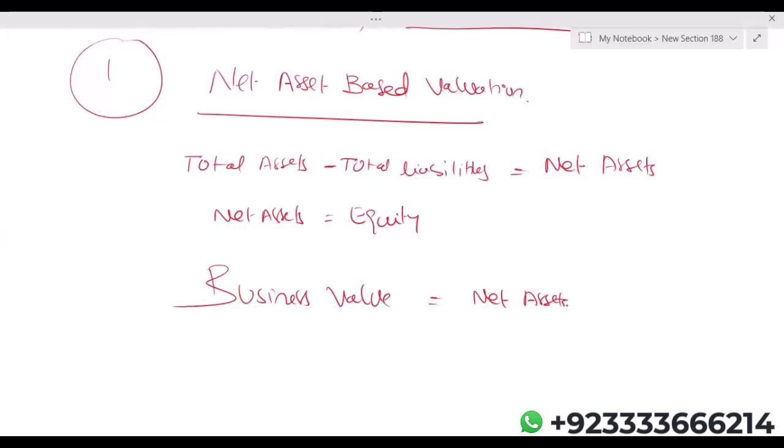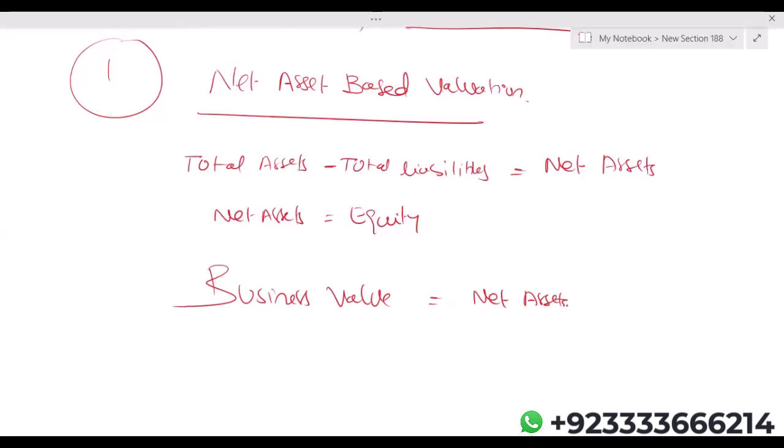Another way of business value on the basis of net asset is fair values. But in case of fair value, examiner will give us the fair values, okay? Examiner will give you the fair value. For example, what is the fair value of property, plant and equipment? What is the fair value of the machinery, land and building? It will be given to you. Then I'll be using the fair values.